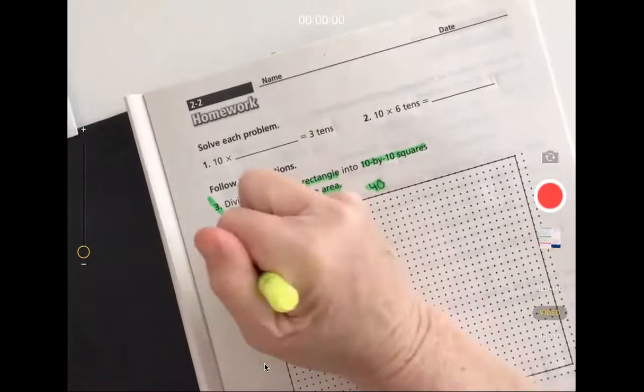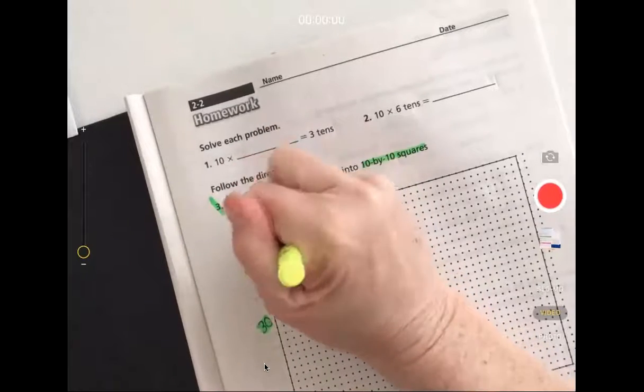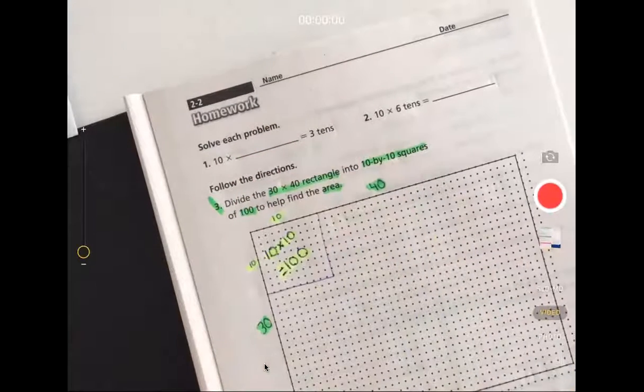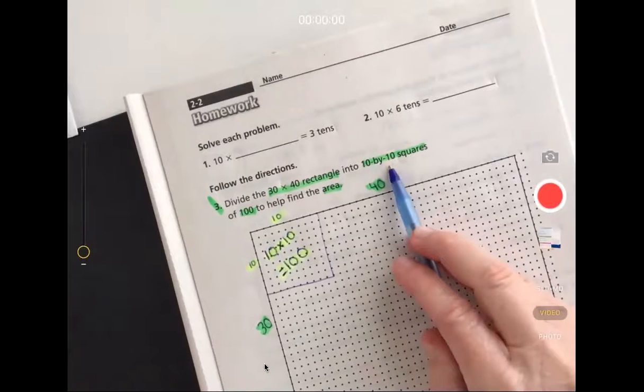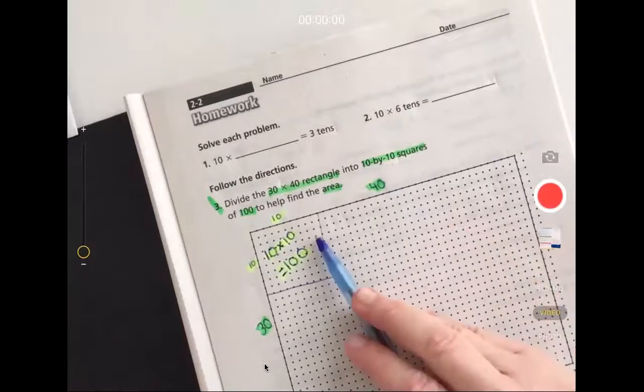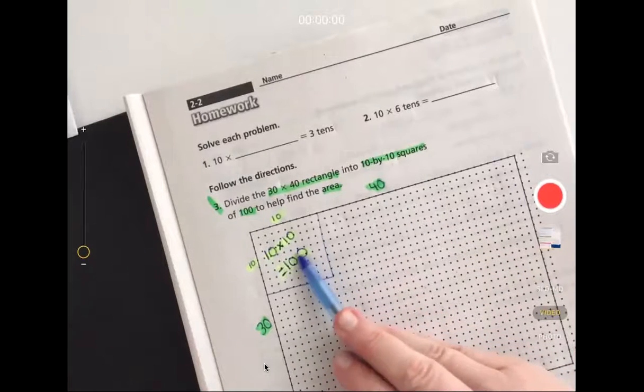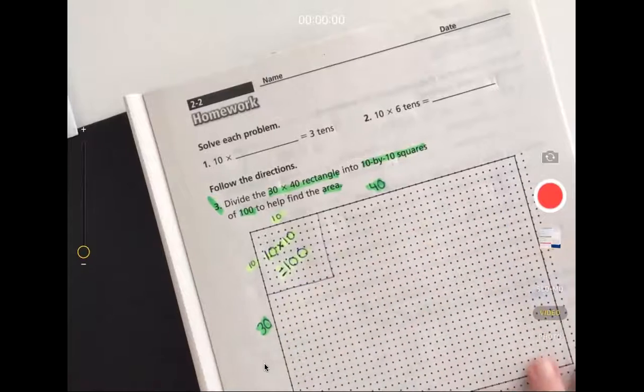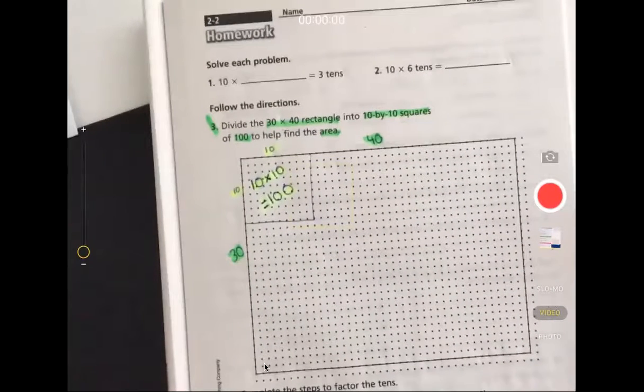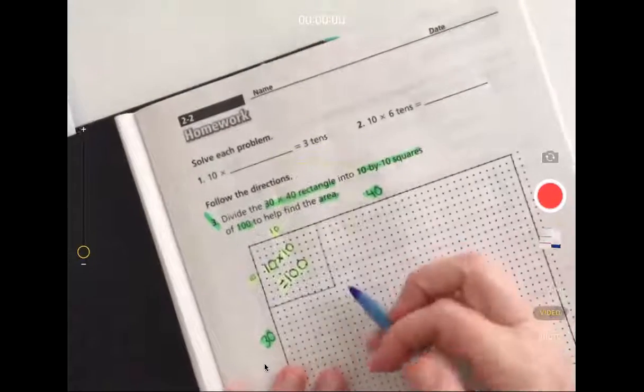So let's highlight these. Okay, we are going to continue to make 10 by 10 squares of 100, that's the area, until we cover this whole 30 by 40 rectangle, and then you're going to figure out what the area is. So I'll do one more with you just so you can see what you're going to do.